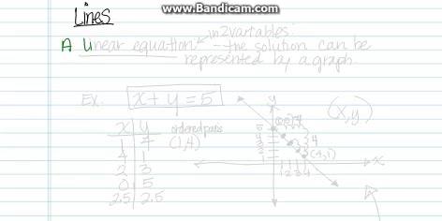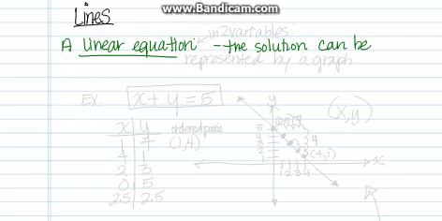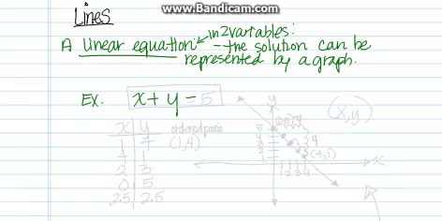We want to look at the equations that can form these lines. When you look at a linear equation, the solutions can be represented by a graph. And that is, we're looking at a linear equation in two variables. For example, if we have x plus y is equal to 5, there are a lot of solutions to this equation.